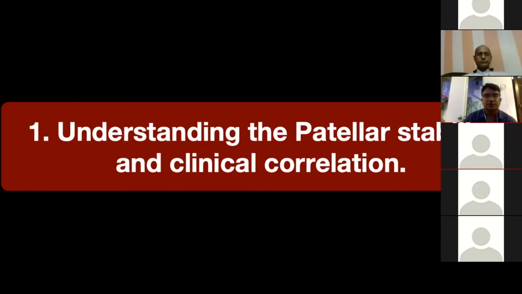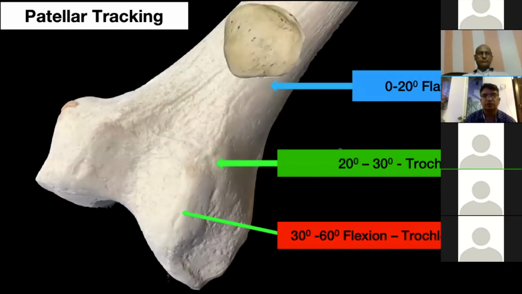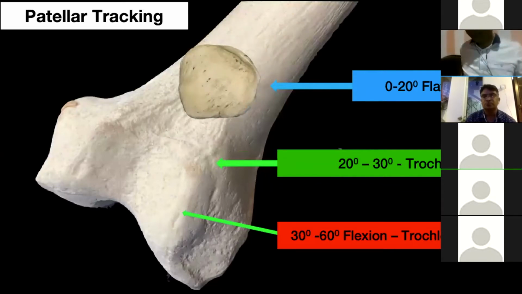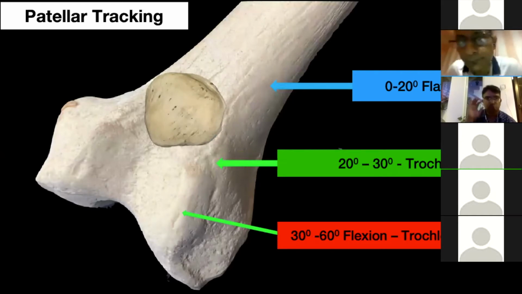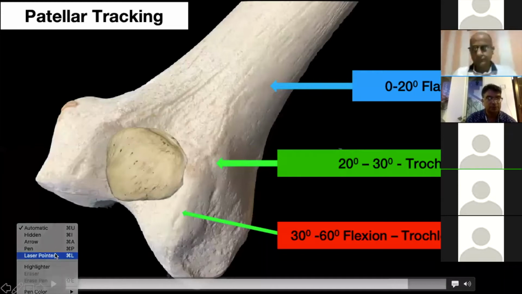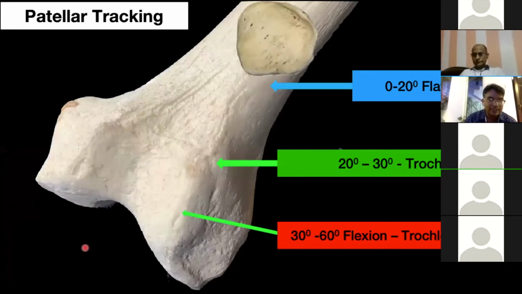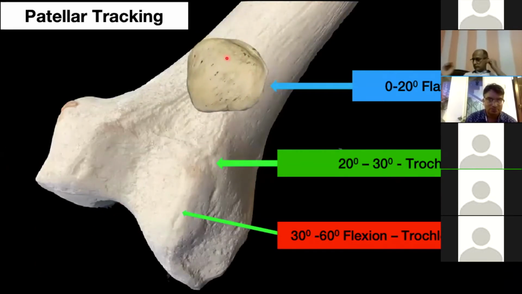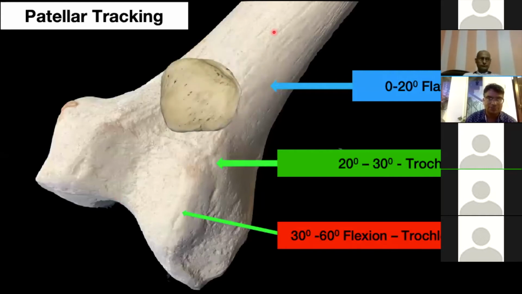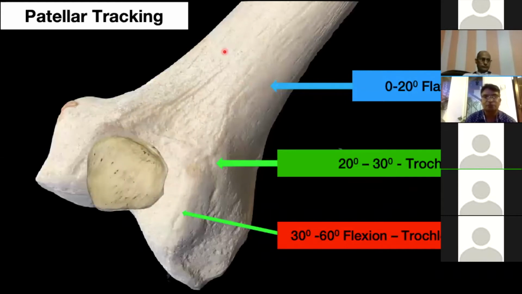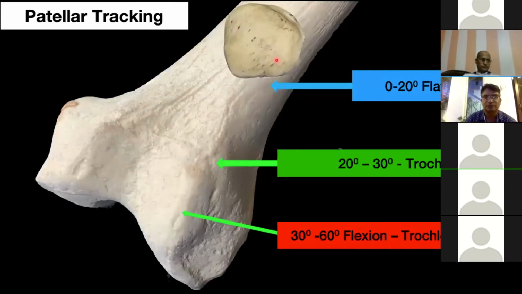To start with, understanding patellar stability and the clinical correlation, I absolutely agree with Sushil that we have to know what the patella does when there is movement at the knee joint. So when we move the knee joint, the patella moves about 8 centimeters from its original position to the notch. When it moves from its original position to the notch, it passes 3 important landmarks. The first landmark is the flat femur from where it starts.